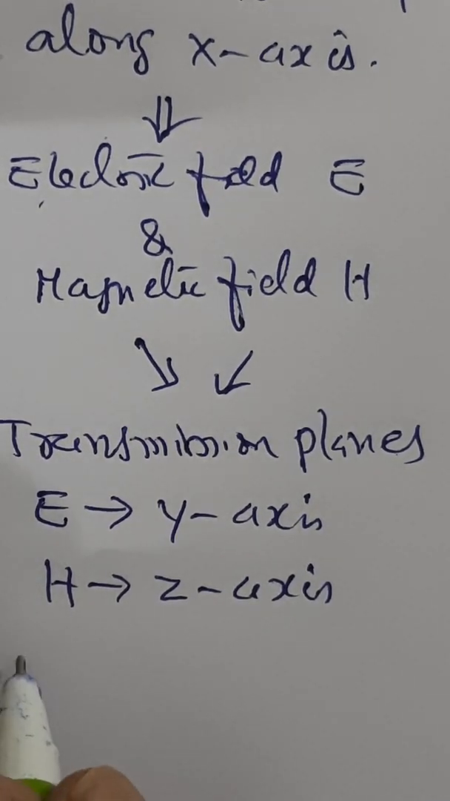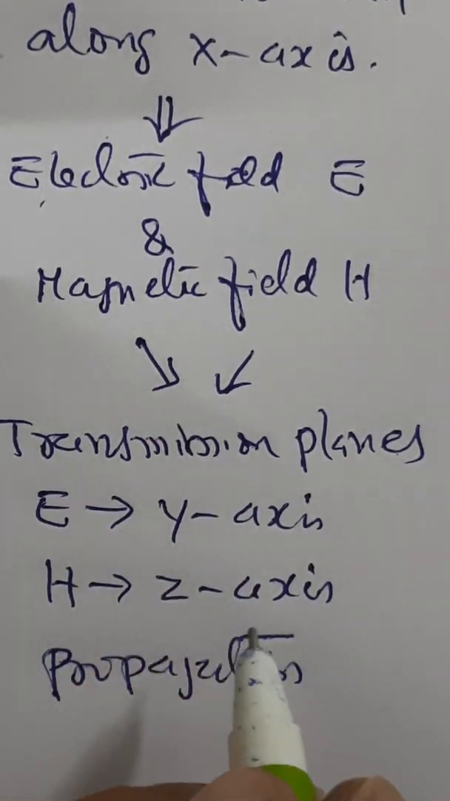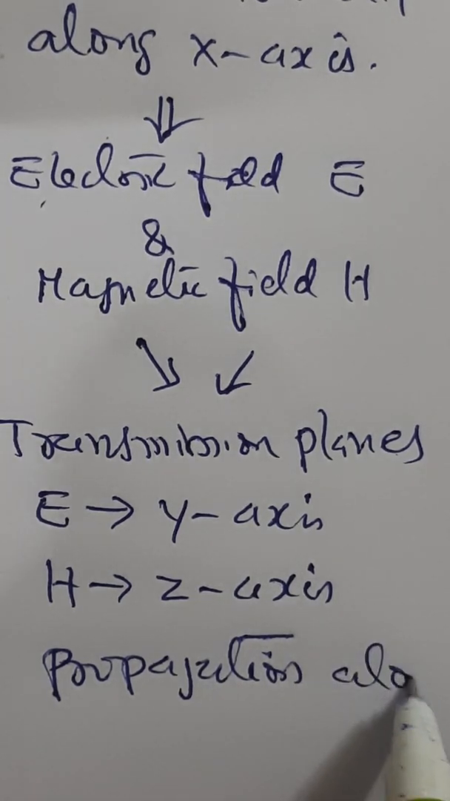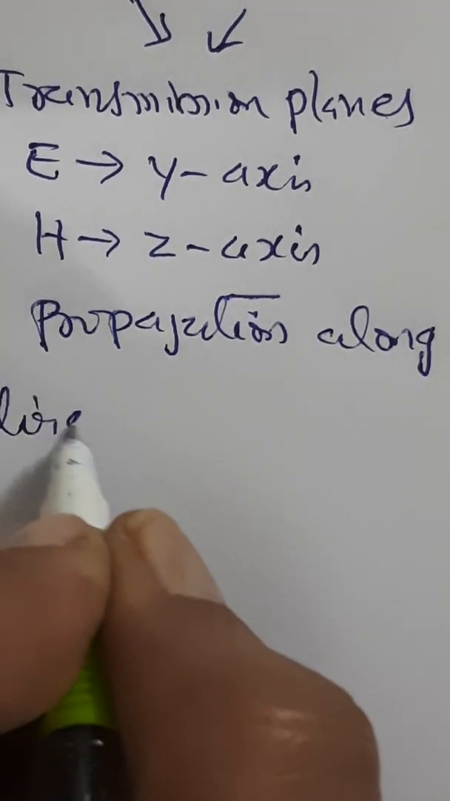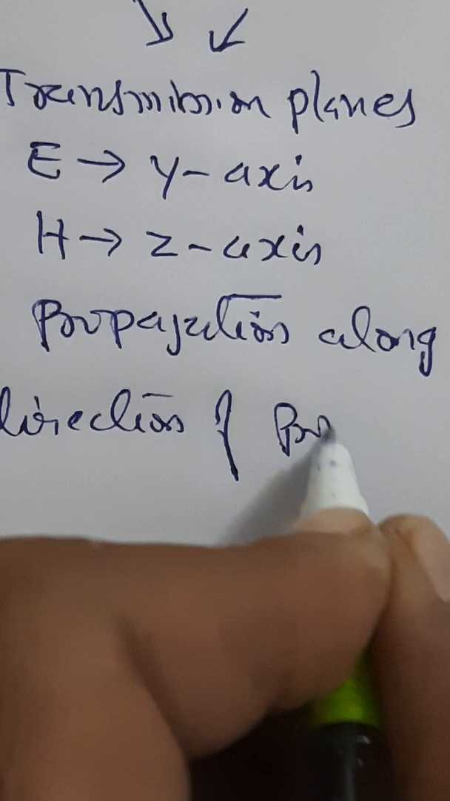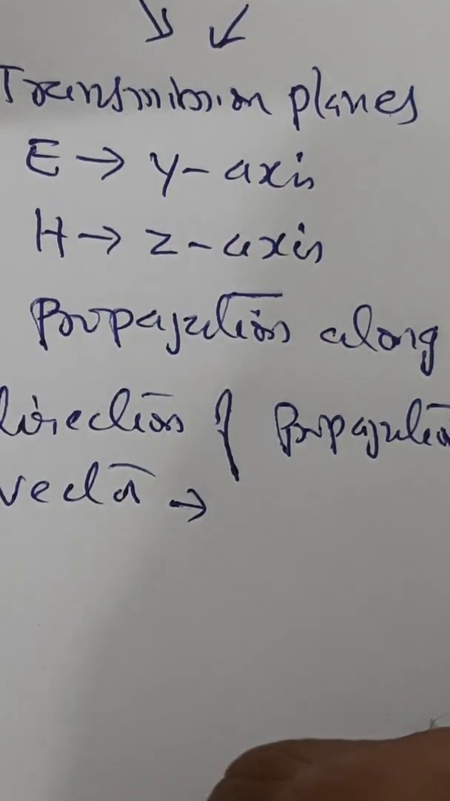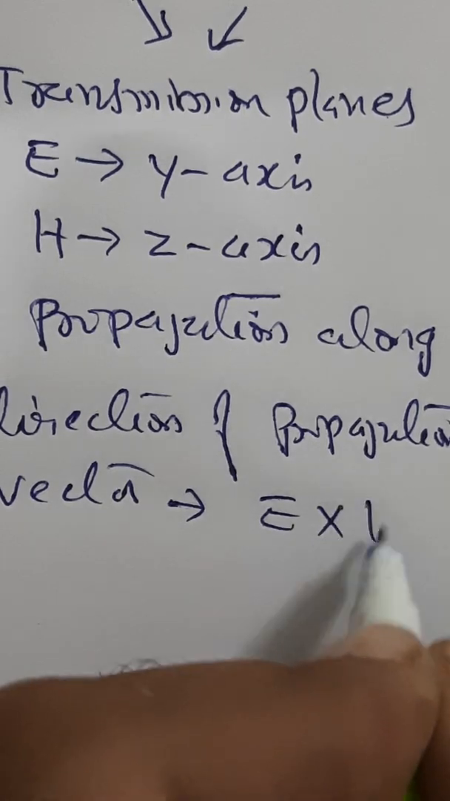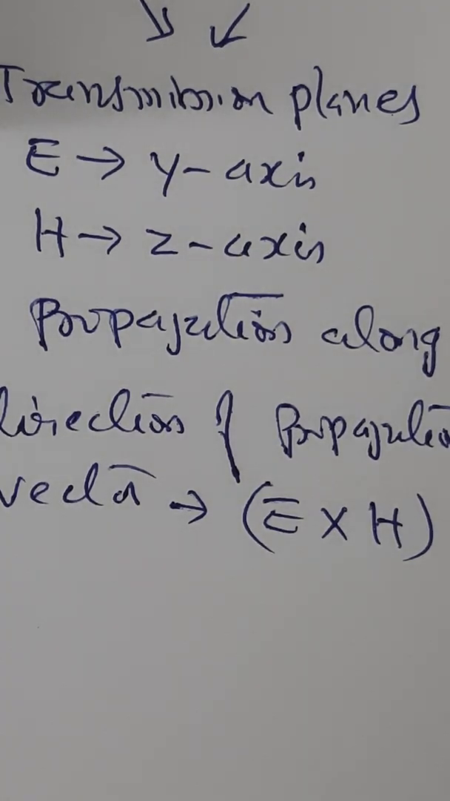So if we want to find the propagation of this wave because of these two fields, propagation will be along the direction of the propagation vector. These two are mutually perpendicular fields. So what could be the propagation vector for this? E cross H. So E cross H is the propagation vector giving the direction in which the wave is propagating.